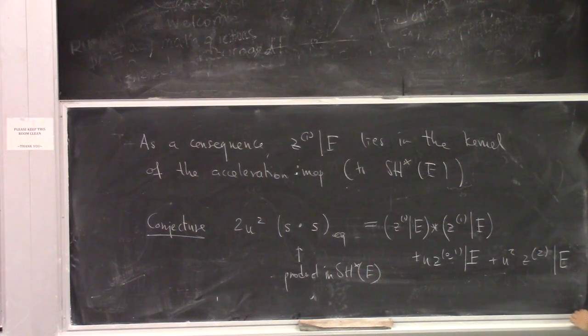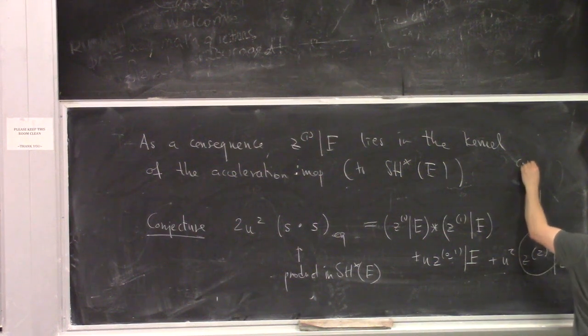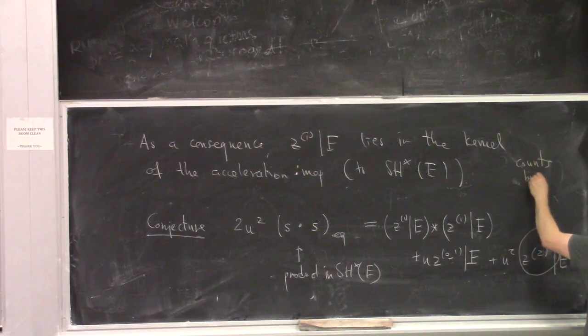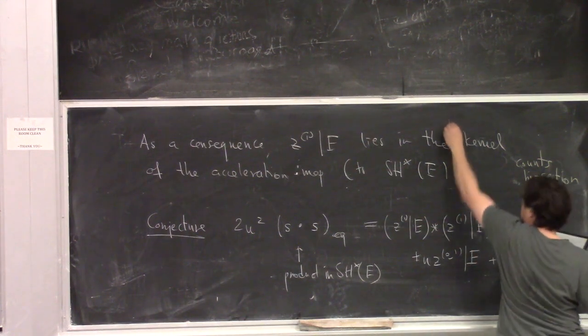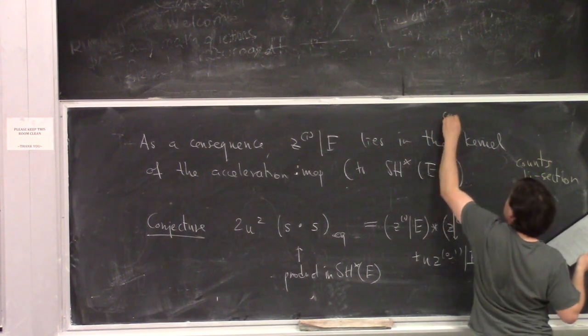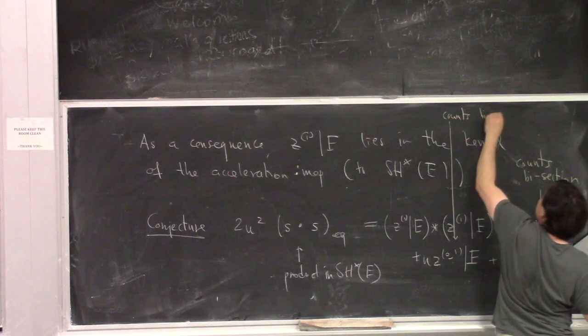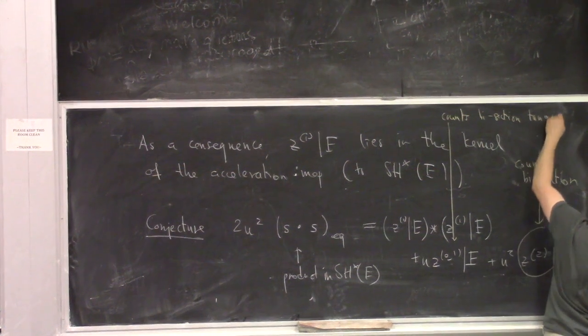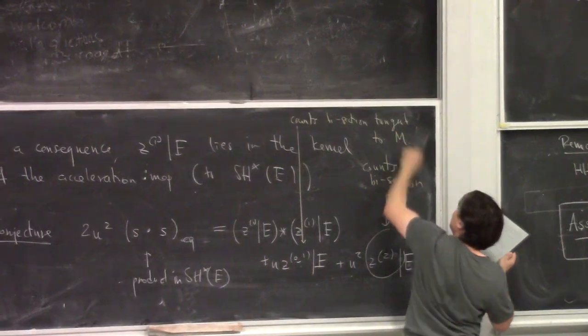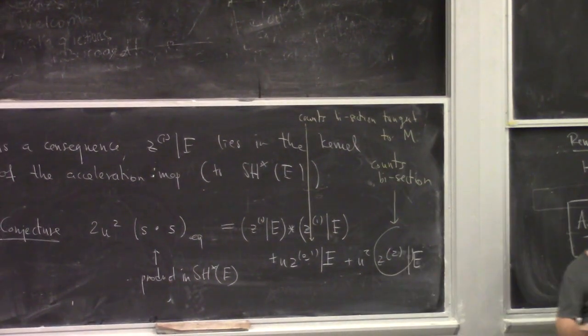Okay, now I need colored chalk. So this guy here counts bisections, and it's actually a cohomology class of degree 0, in other words, just a function of Q. Okay? And this guy here counts bisections tangent to the fiber at infinity. So it's a relative problem.